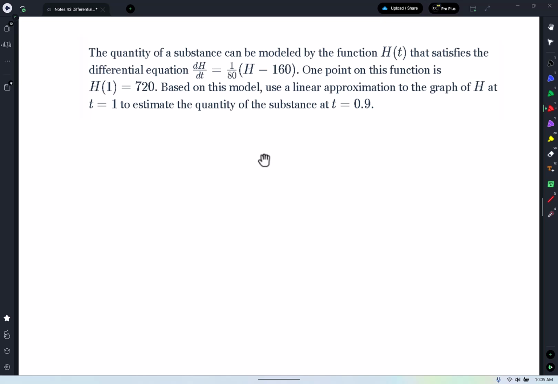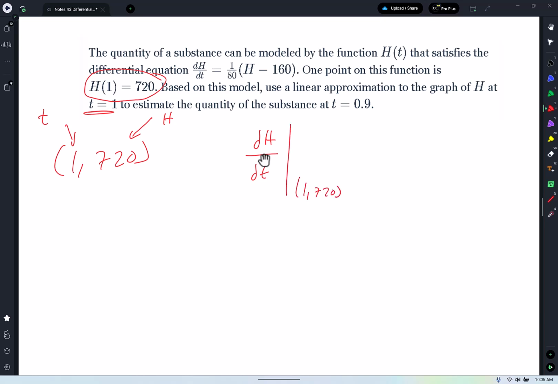Okay, find a tangent line at t equals 1. Here's my point, guys: (1, 720). This value is your t. This value is h. I need a slope. So I'm going to write dh/dt at (1, 720) equals 1 over 80 times (720 minus 160).